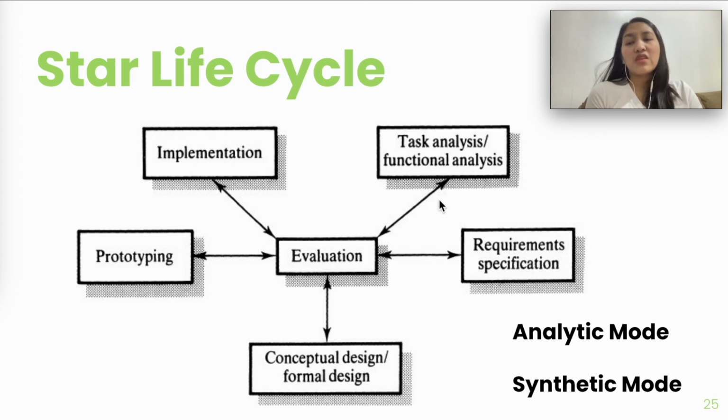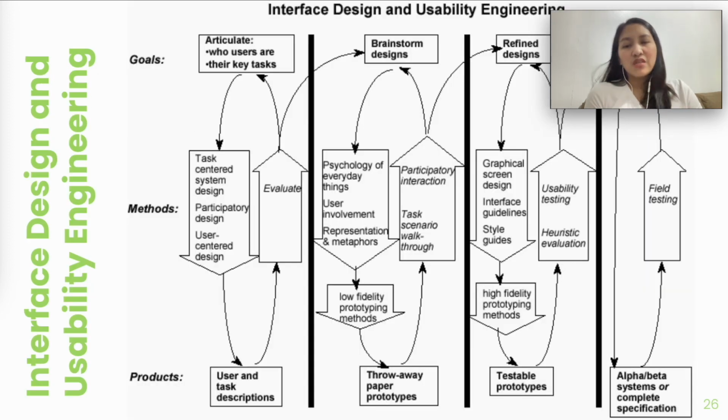So interface designers, if you're gonna implement the star life cycle, you as a designer need to flip between these two modes. The star life cycle captures something important about the real design process that we need to work from both ends of the problem, from the user's perspective and from the perspective of the technology, but it doesn't tell us very much about the ordering and nature of the different processes involved in design and how to move a design forward. So this is another model, the interface design and usability engineering.